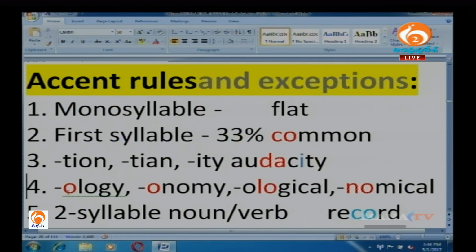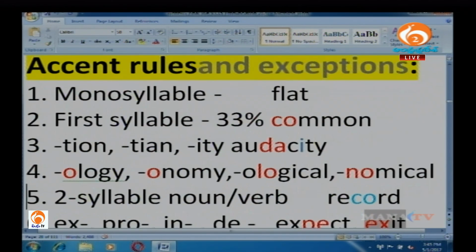Ology, I have told you in the first lesson, anytime you have ology, O takes the primary accent. Biology, psychology, sociology, technology, logy, the one before that, O, okay? The same thing is true about economy, okay? How about this one? Biological, technological, law louder, okay? Economical, no louder. So these are some of the rules.